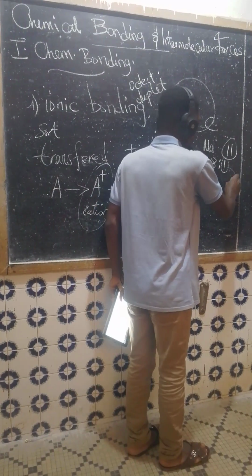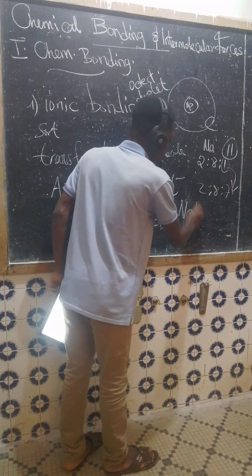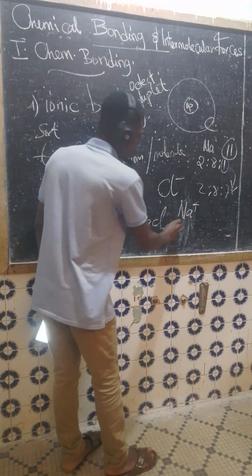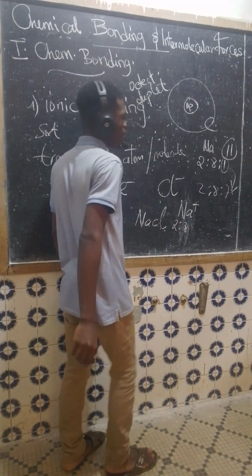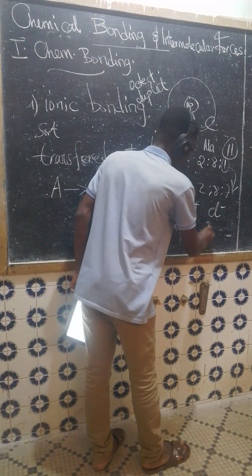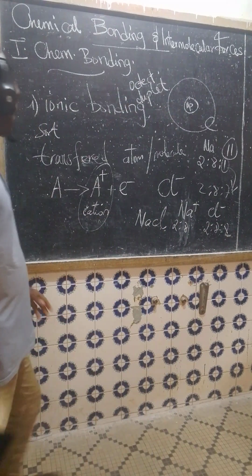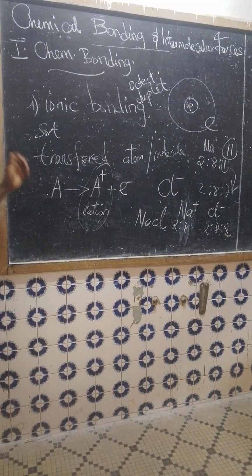Transfer this electron from sodium to chlorine, and then sodium becomes a sodium ion with electronic configuration 2,8, and chlorine becomes a chloride ion with electronic configuration 2,8. Okay, this is how ionic bonds are formed.